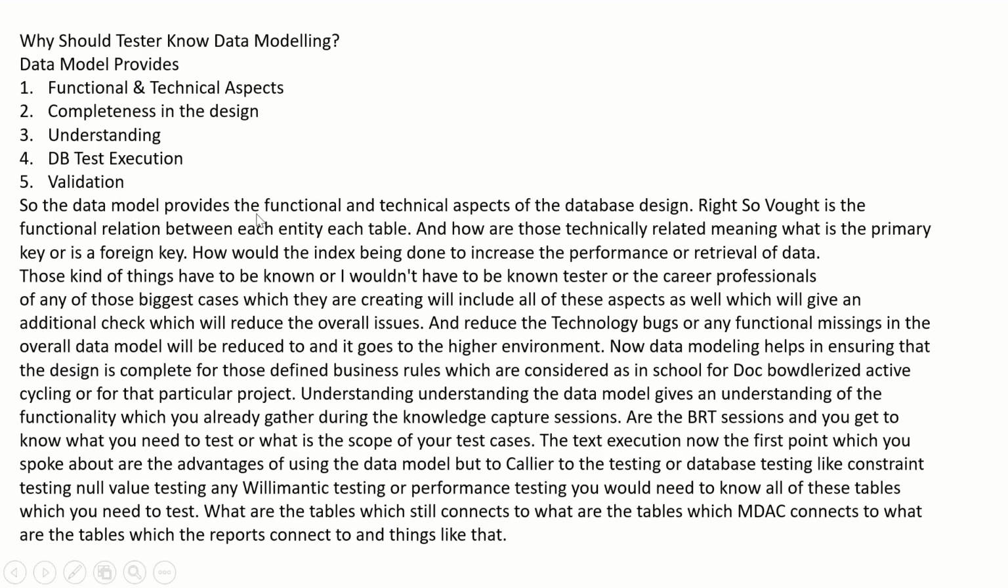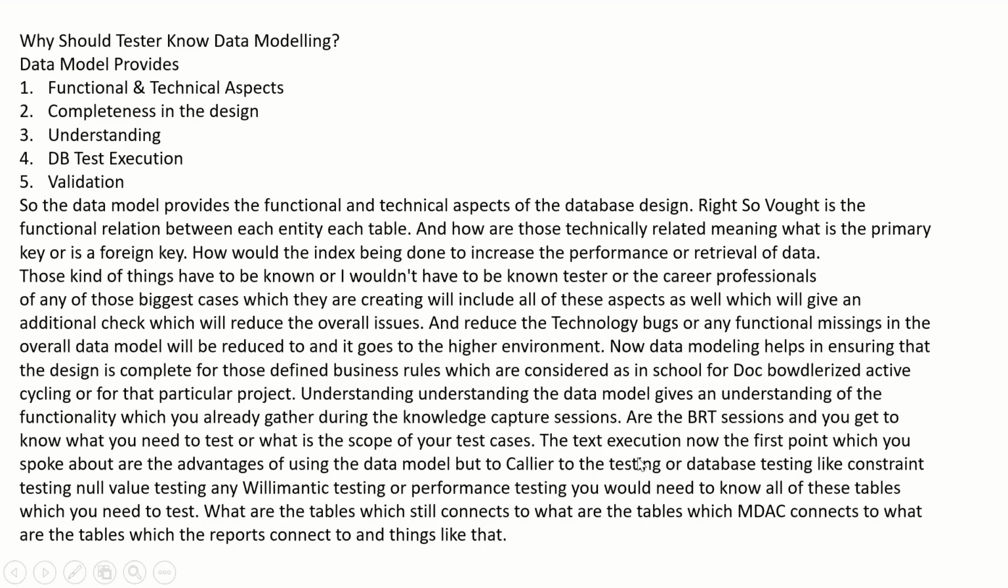Now, data modeling helps to ensure that the design is complete for those defined business rules which are considered for the particular project. Understanding the data model gives an understanding of the functionality which you have already gathered during the knowledge capture sessions, the BRD sessions, and you get to know what you need to test and what the scope of your test cases is.